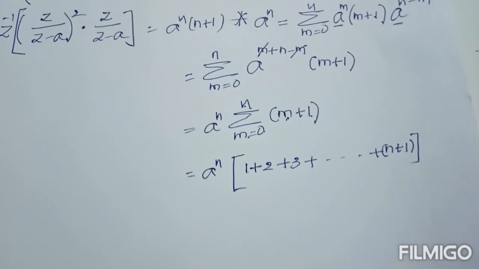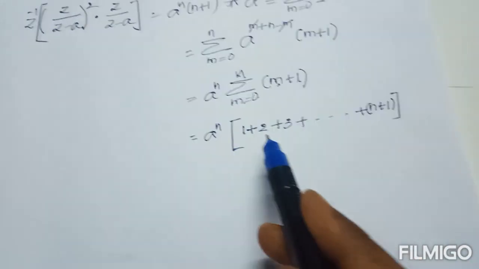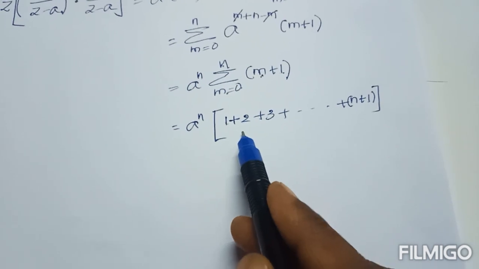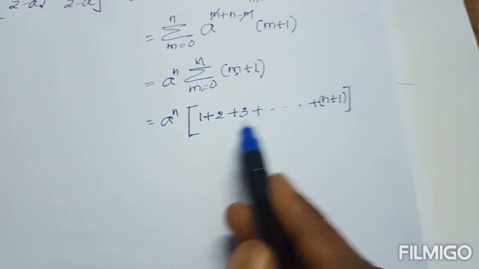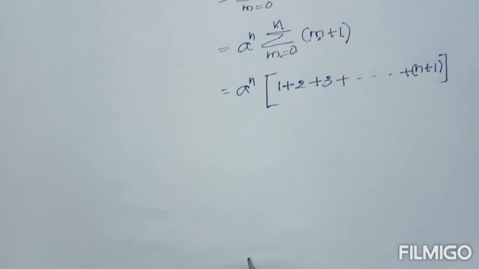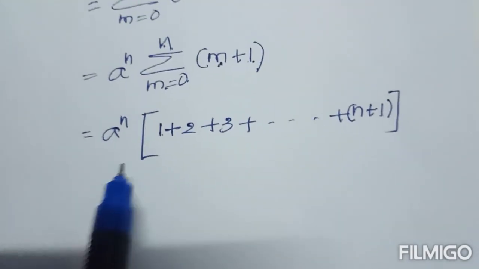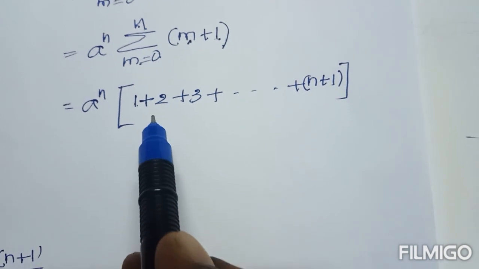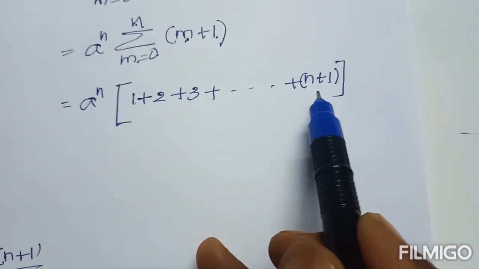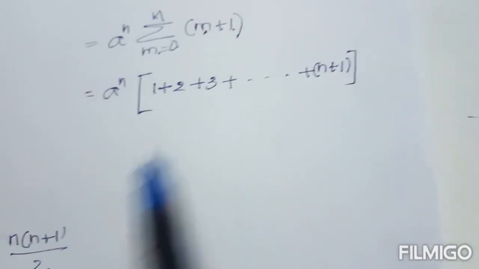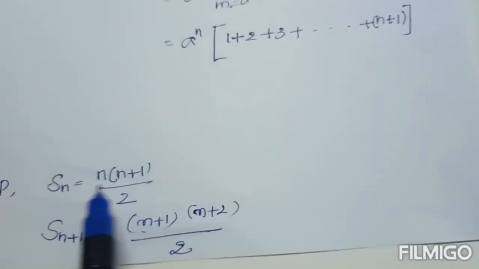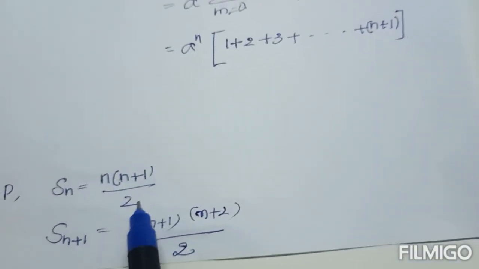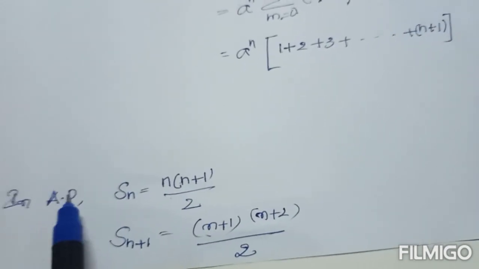And now, this is not in geometric progression, this is in arithmetic progression. In arithmetic progression, the sum of n terms equals n into n plus 1 by 2. Here the present series is in AP, not GP, arithmetic progression. The sum of the first n natural numbers equals n into n plus 1 by 2. This is the standard formula in arithmetic progression.